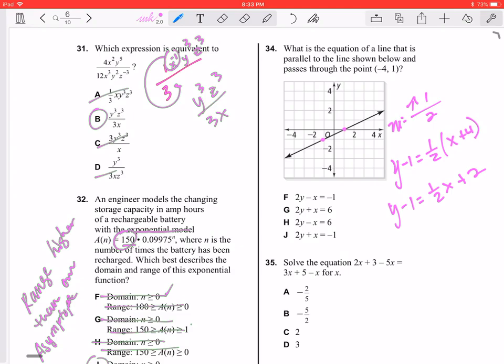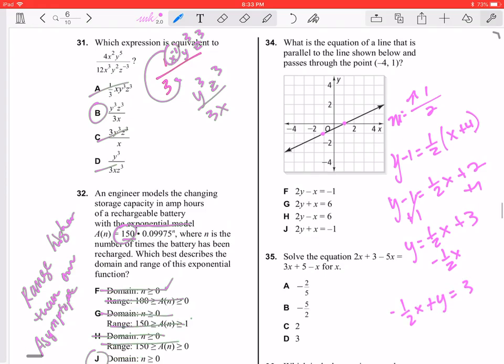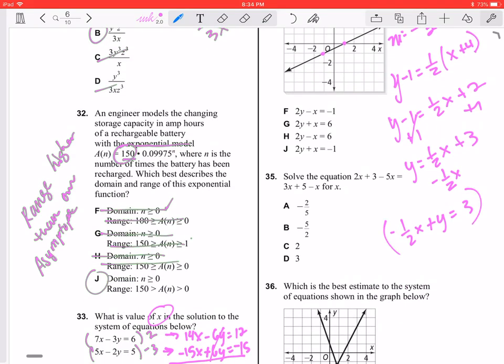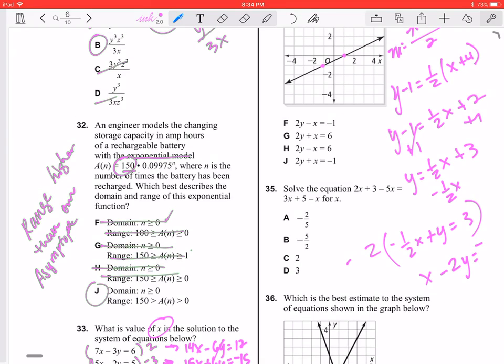And now I'm going to add 1, add 1. Then that's going to give me y is equal to 1/2 x plus 3. I'm going to subtract 1/2 x. So this is going to be negative 1/2 x plus y is equal to 3, because my x and y need to be on the same side. I need to get rid of the fractions, so I'm going to multiply by negative 2. So then this is going to become positive x, and then that's going to be minus 2y is equal to minus 6.